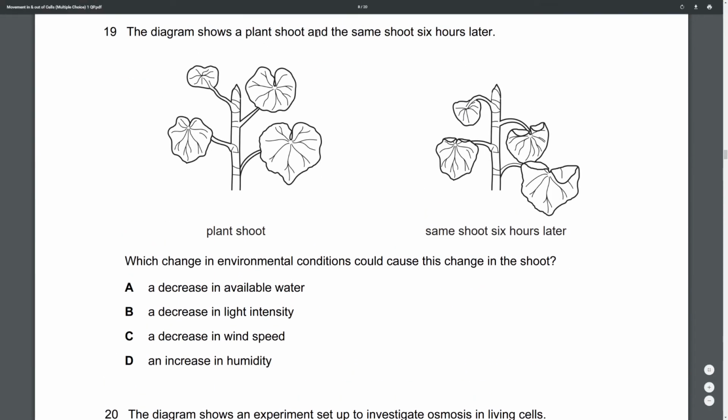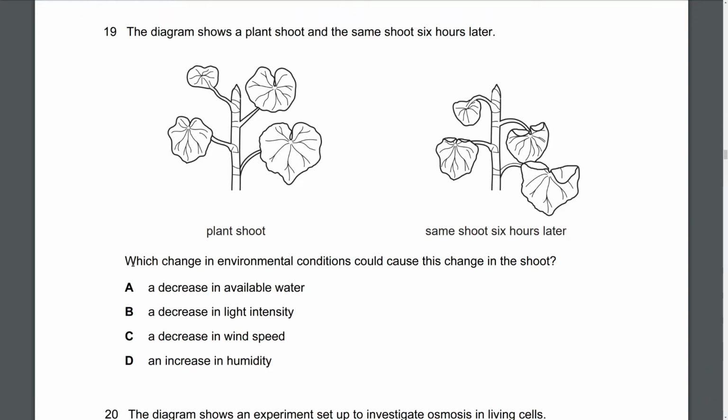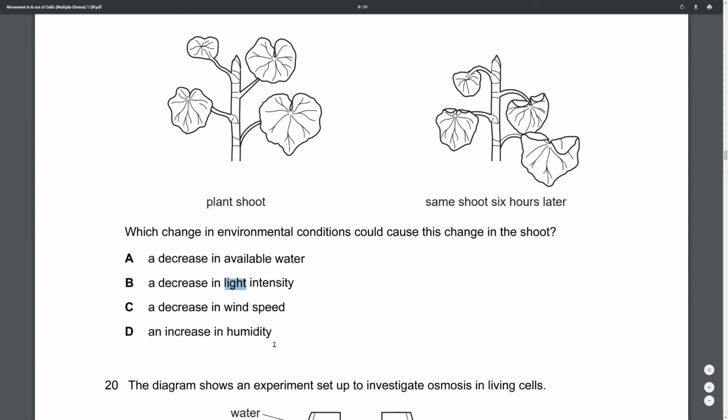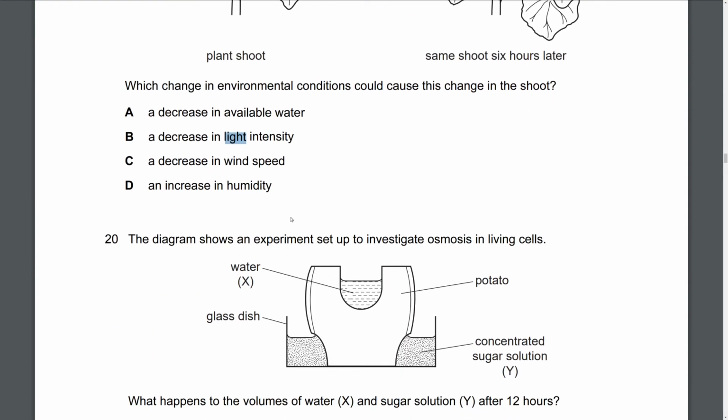The diagram shows a plant shoot and the same shoot 6 hours later. Which change in environmental condition could have caused this change in the shoot? Basically here it's full of water, and the decrease in available water caused it to fall down. So it would be available water, because light wouldn't make sense. Wind speed would just blow it away. Humidity is in plant nutrition, so it's not humidity, it's water.